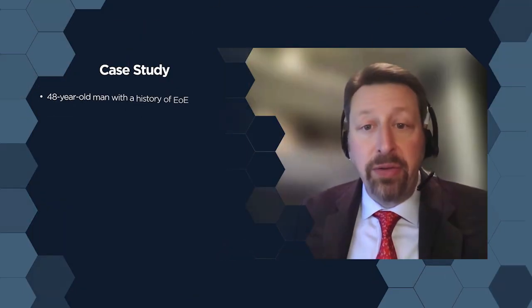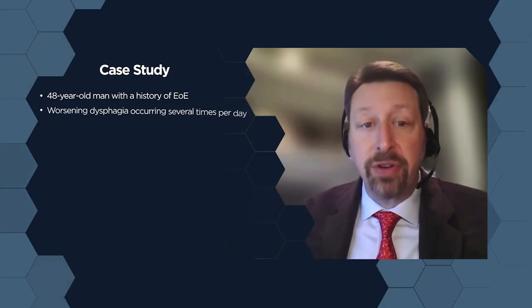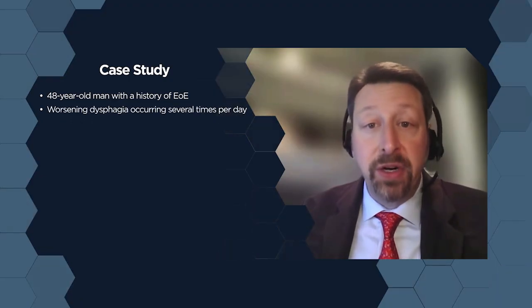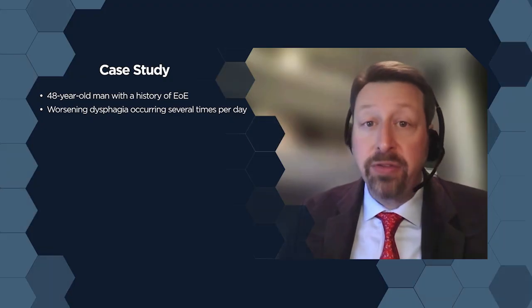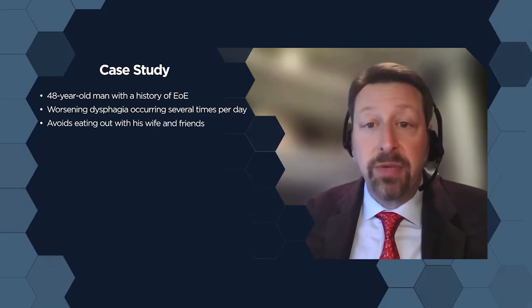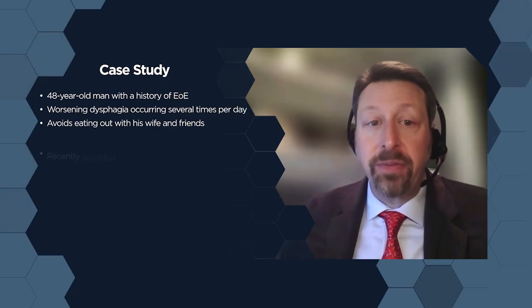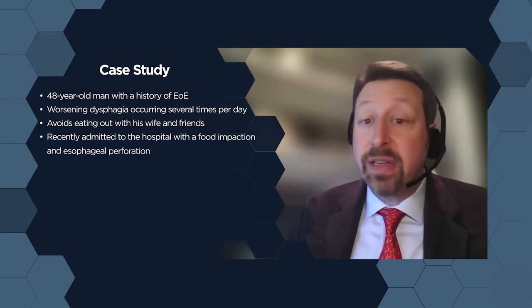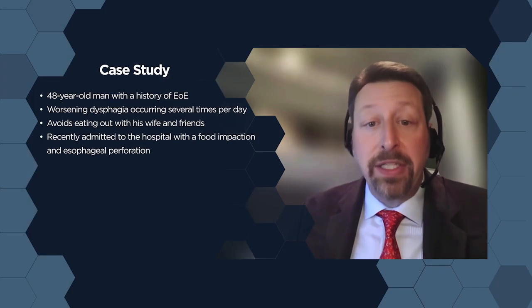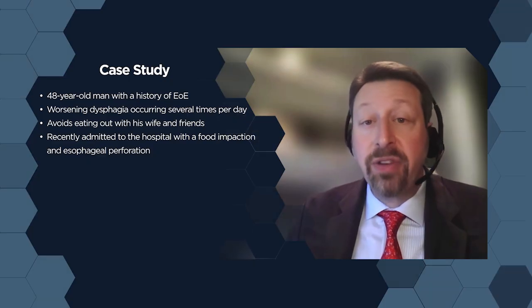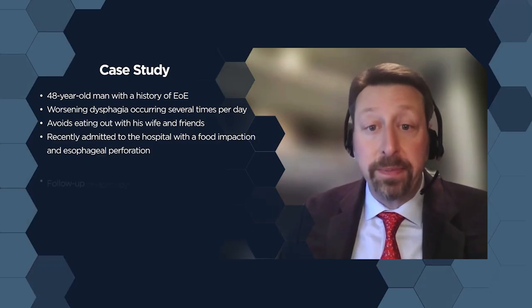In this example case, a 48-year-old man with a history of EoE presents to the gastroenterologist with worsening dysphagia occurring several times per day with each meal. As a result, he avoids eating out with his wife and friends. He was recently admitted to the hospital after a food impaction and emergency endoscopy, and esophageal perforation was excluded.